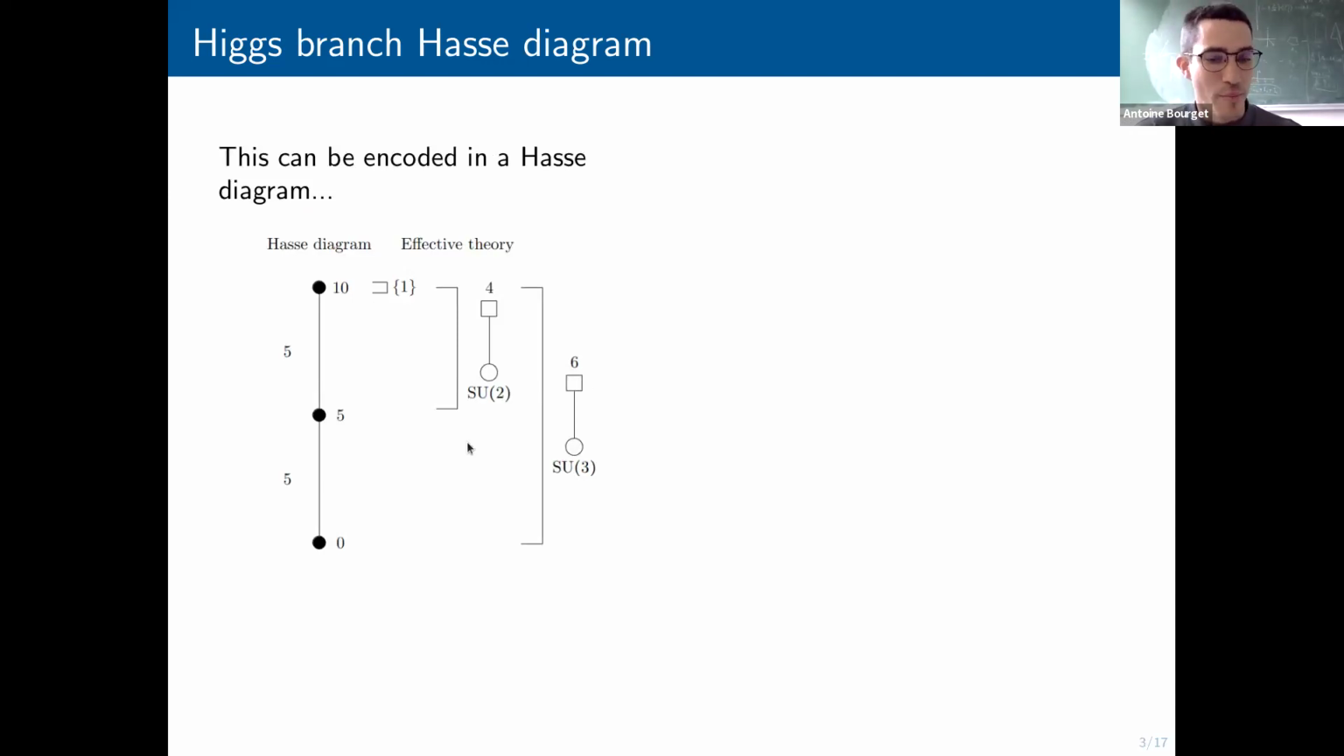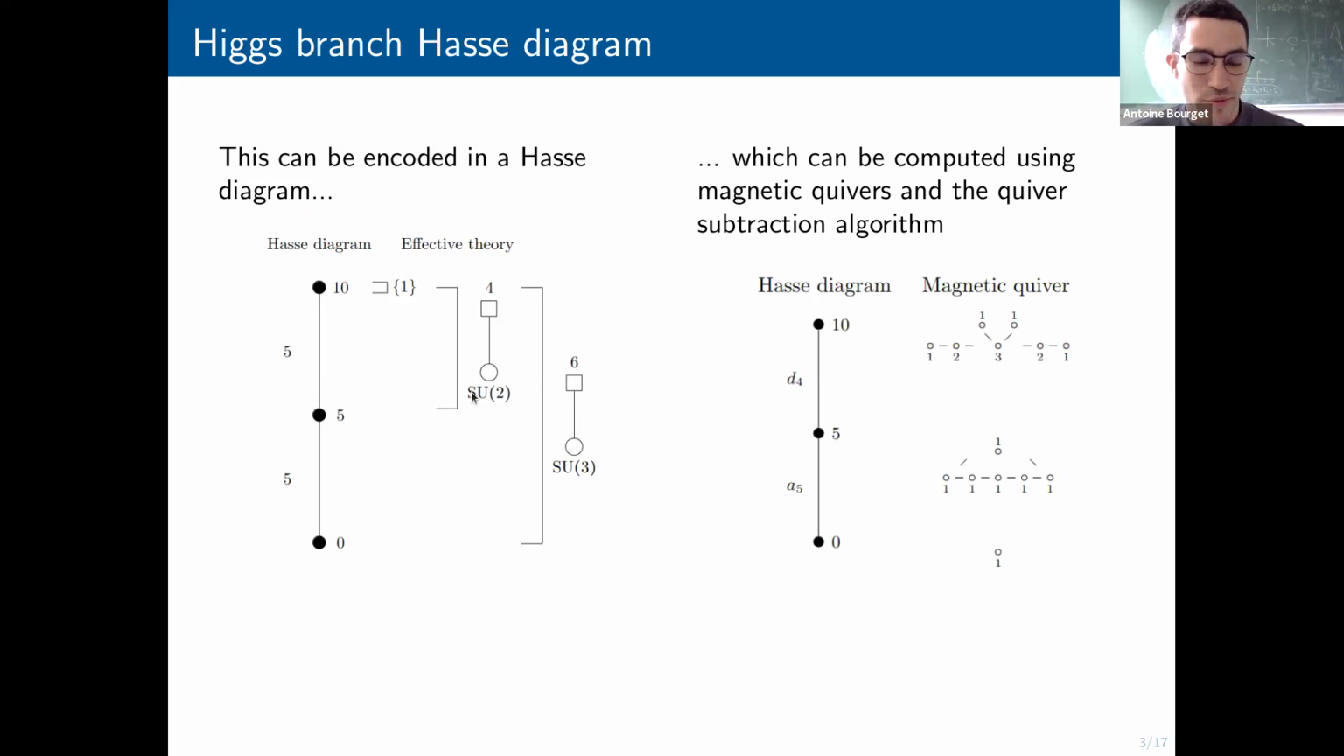And now how do you compute this efficiently? Well, we have developed over the years a long program with magnetic quivers. So provided you know a magnetic quiver for the theory, which means a quiver, like the one drawn here, for which the 3D N=4 Coulomb branch is equal to the Higgs branch of the theory that you want to study. If you find such a quiver, then you can apply a quiver subtraction algorithm, and this allows you to derive the Hasse diagram.